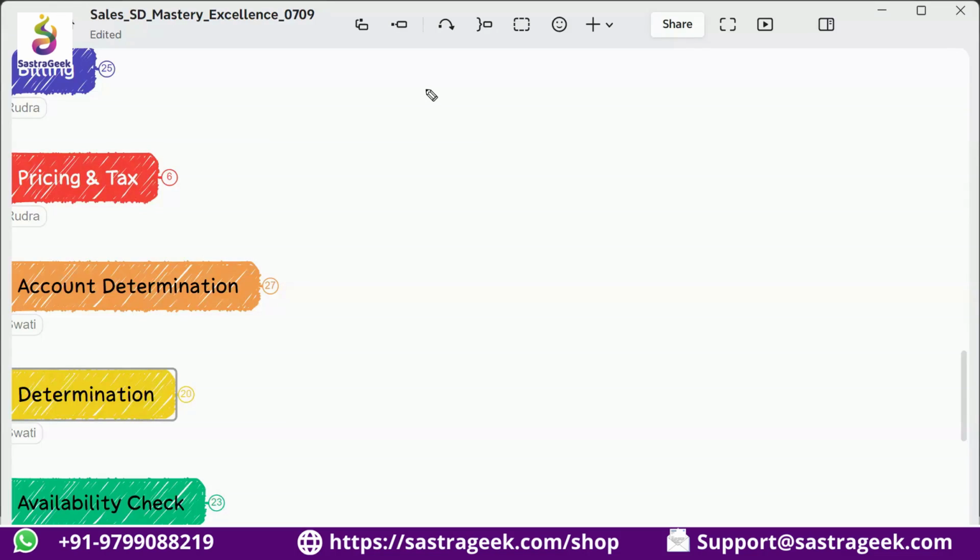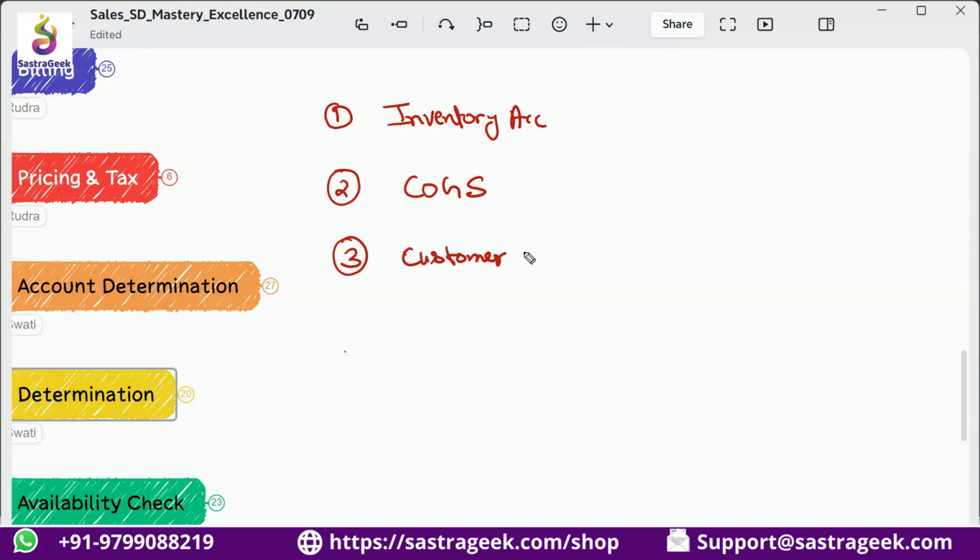So what four accounts are we talking about? We are talking about the inventory account. Then we are talking about your COGS, cost of goods sold account. Then we are talking about your customer account or reconciliation account.